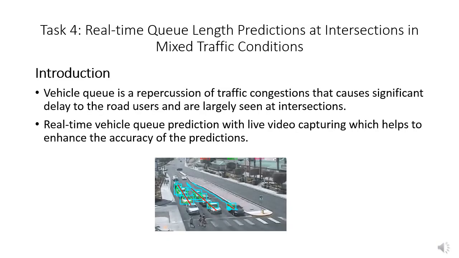Task 4, real-time Q-length predictions at intersections in mixed traffic conditions. Introduction. Vehicle queue is a repercussion of traffic congestion that causes significant delay to the road users and is largely seen at intersections. This task is focused on the real-time vehicle queue prediction with live video capturing, which helps to enhance the accuracy of the predictions.